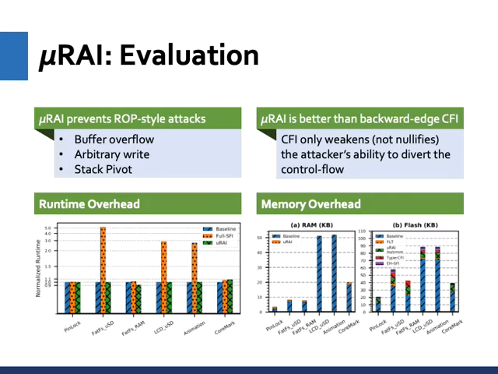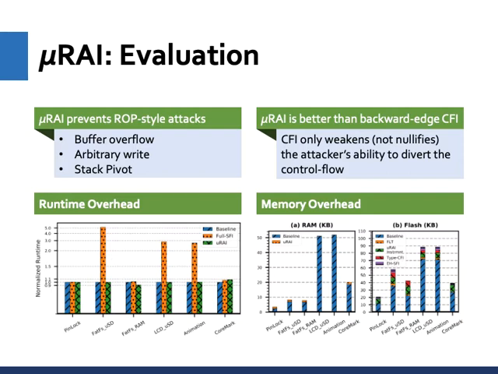To evaluate MuRai, they did several experiments on some representative MCU applications. Results show that MuRai can make ROP-style attacks impossible because of its features. And MuRai is also better than the current tool, which is backward edge CFI, because CFI only weakens the attacker's ability to divert the control flow, but MuRai can fundamentally prevent this kind of attack.